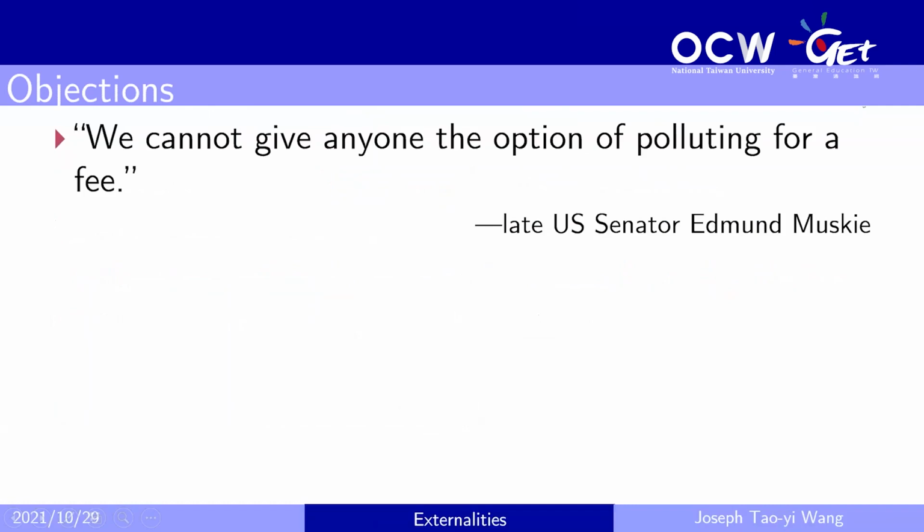Okay, so now we'll look at some objections. This is a late US senator's objection. We cannot give anyone the option of polluting for a fee. Paying for pollution is bad. I don't know, I mean, this is a value judgment, right? It's like last time we talked about how it's not okay to buy or sell organs. So selling your kidney is not okay. Here it's like selling the environment is not okay.